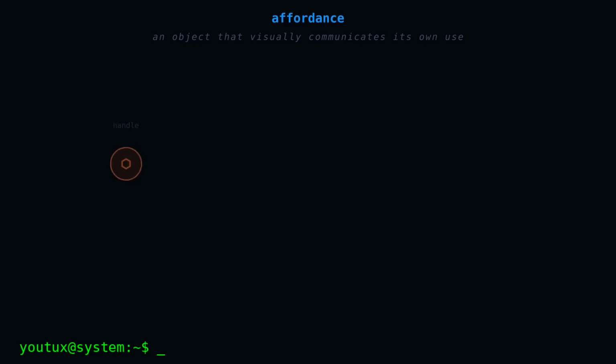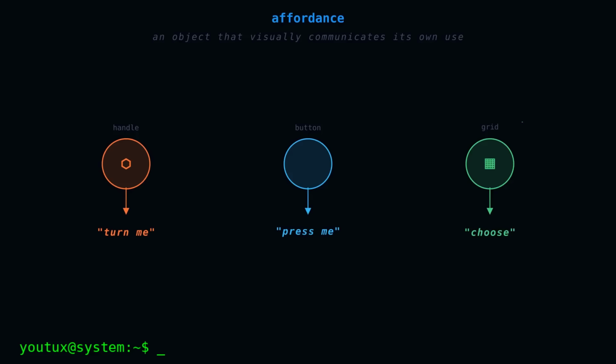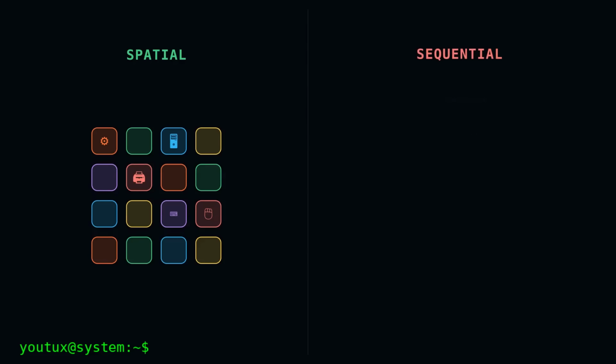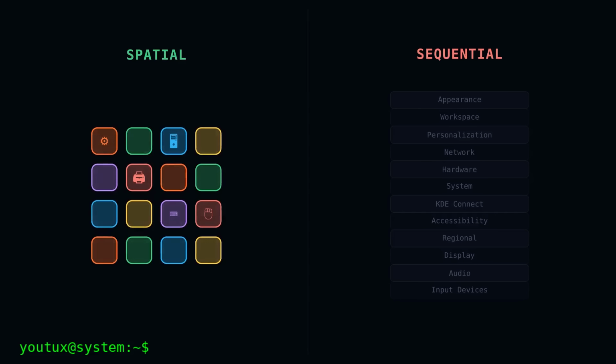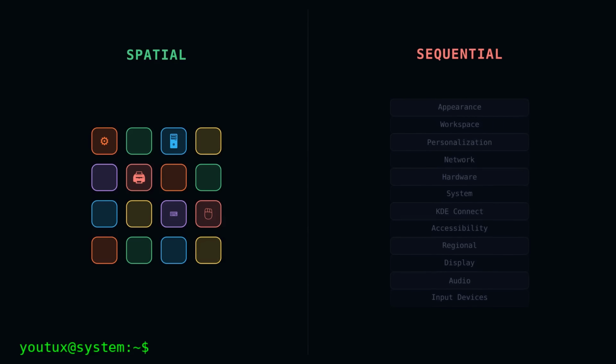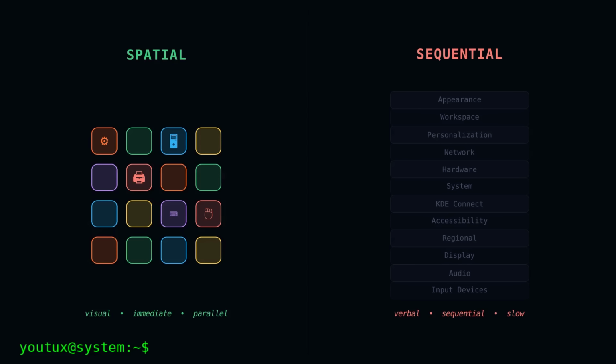Why does the grid work better? It's not nostalgia. It's not resistance to change. It's how the human brain works. Don Norman, in his book The Design of Everyday Things, describes the concept of affordance, the ability of an object to visually communicate its own use. A handle communicates turn me. A button communicates press me. A grid of icons communicates choose what you need. A text list in a sidebar communicates read, then navigate, then search.